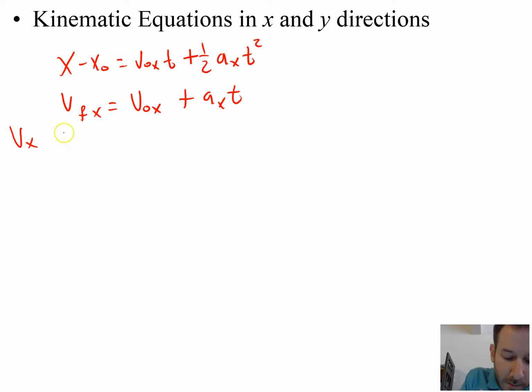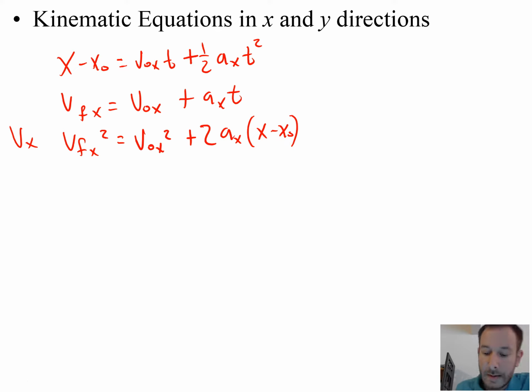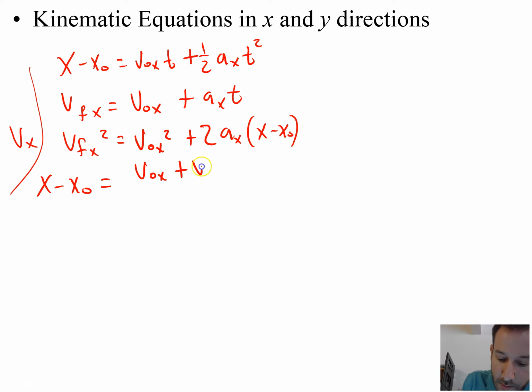All right. We also have the final velocity in the x direction squared is the initial velocity in the x direction squared plus 2 times the acceleration in the x direction times our distance or our displacement, which is x minus x naught. Okay, and then the last one, x minus x naught, is equal to our initial velocity plus our final velocity in the x direction, divided by 2, times t.